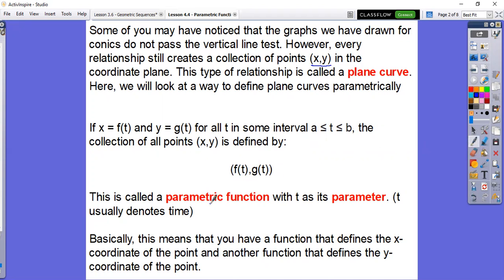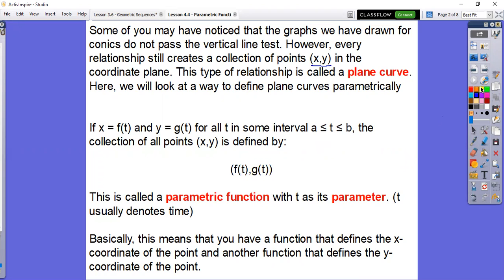This is what's called a parametric function with t as its parameter, because t is what I can plug into each one of these functions to get an x coordinate and a y coordinate. Usually when we do this in context, t denotes time, which is why we typically use t as the parameter. We'll look at an example of that at the end when we look at projectile motion. Basically, there's a function that defines the x coordinate and a function that defines the y coordinate, and both of those functions have the same input parameter, which is t in this case.